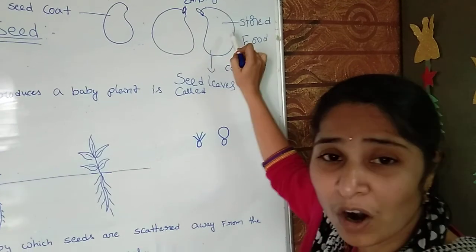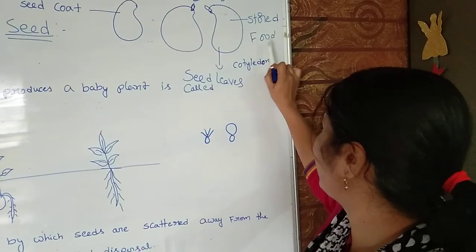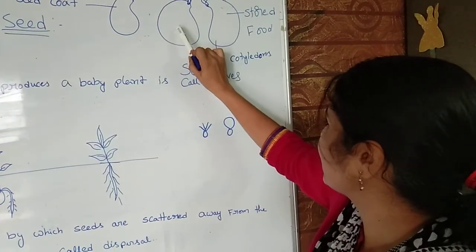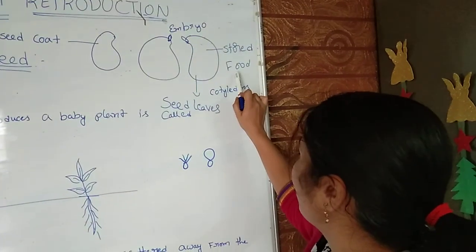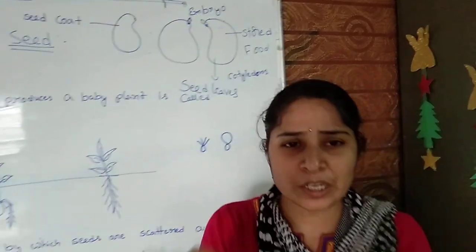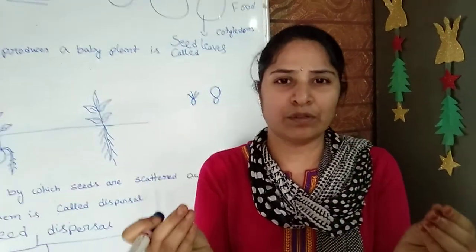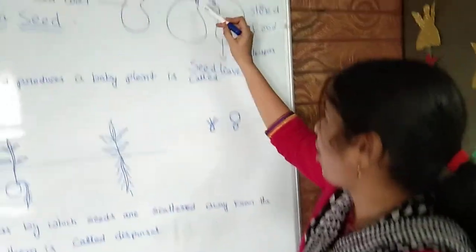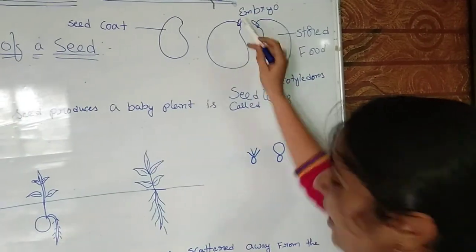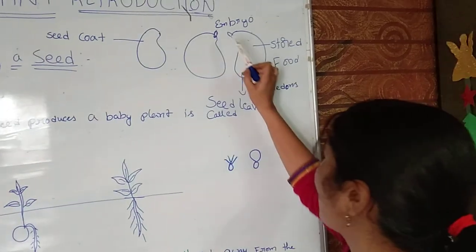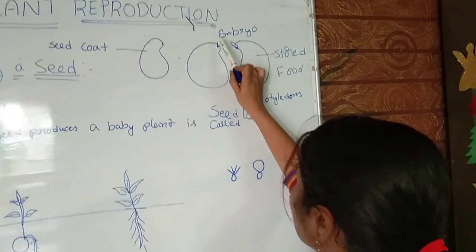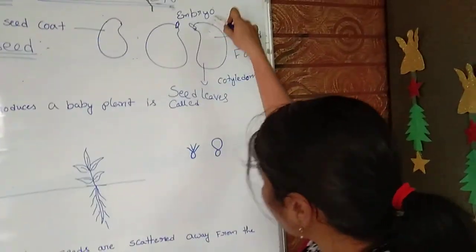Within the seed leaves, what is present? Stored food is present. When we carefully open those seed leaves, what do we observe? On the top of the seed leaves, we can observe a tiny structure. What is that called? Embryo.